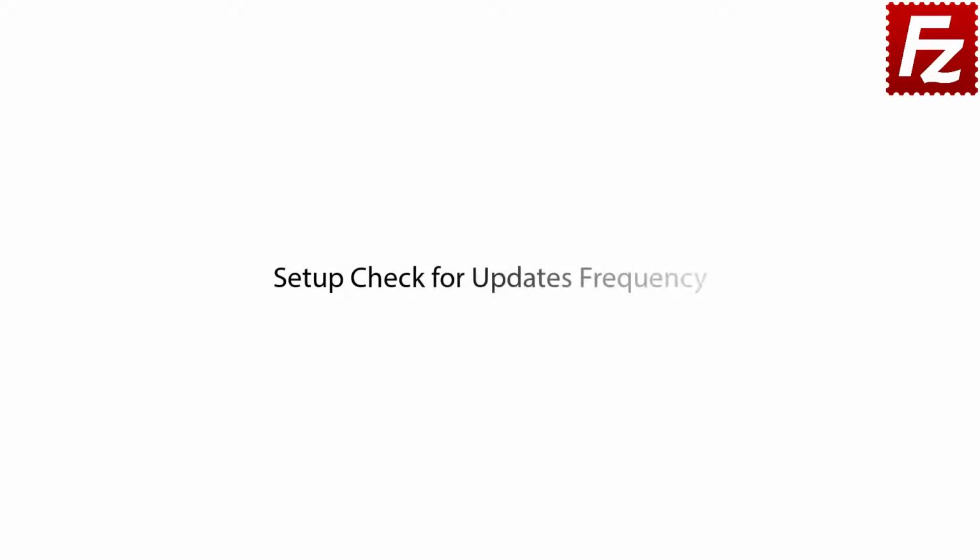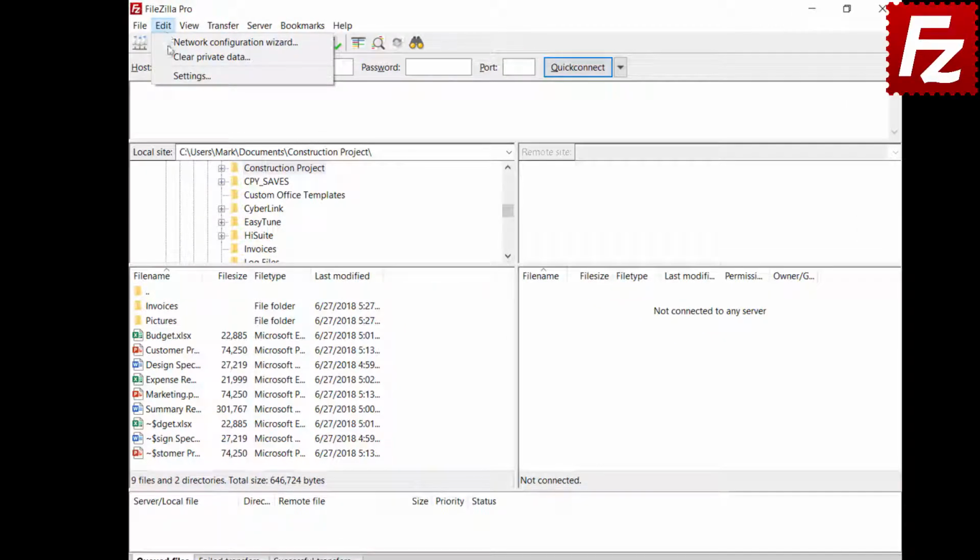Set up Check for Updates Frequency. By default, FileZilla and FileZilla Pro check for program updates once a week and looks only for stable updates, no beta or nightly build updates. To change that, open FileZilla Settings.